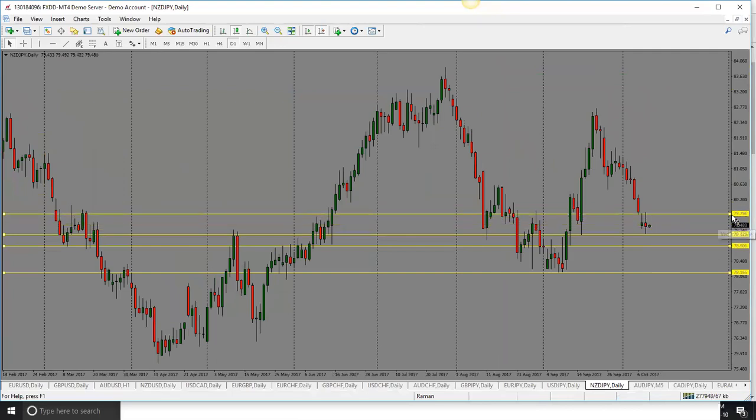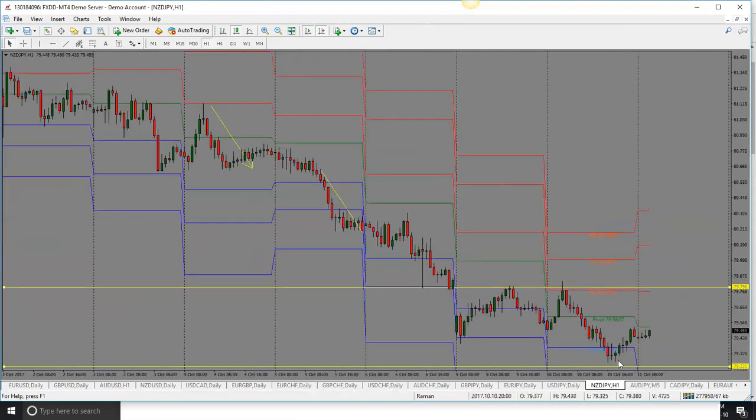It could go and test all the way up into the 79.80 level. But if the price holds below here and breaks this 79.20 level, we're looking for price to drop into 78.90. But for now, price is pushing back into the pivot point. So if price holds below the pivot here, then it's fine. It's likely to come down.